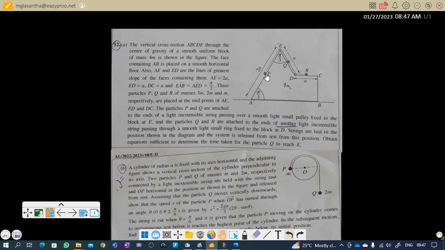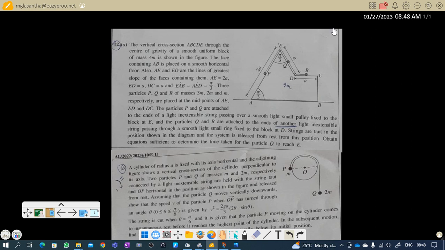The mass of P is 3m, the mass of Q is 2m, and the mass of R is m, and the mass of the block is 4m. Right? Now you have to find the time taken by the particle Q to reach point E. That is what you have to find. So you have to write down sufficient equations to determine this time.